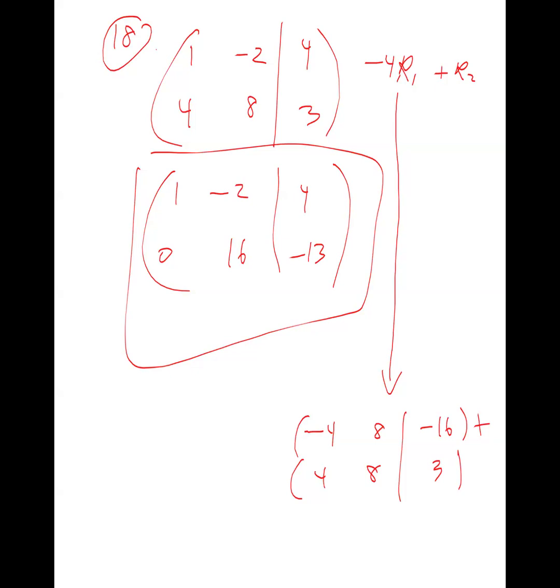What does the R2 stand for? Row 2. Yeah, it's like the second line. If you take negative 4 times row 1, and then you add that to row 2, you add those together and you put that in row 2 as the result. Okay.